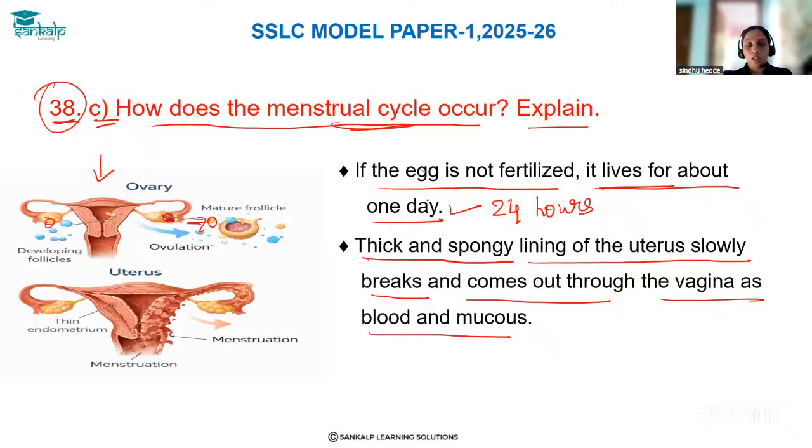So, if this egg is not fertilized in 24 hours, then the thick and spongy lining of the uterus slowly breaks and comes out through the vagina as blood and mucus. This is called menstrual cycle. So this way the menstrual cycle occurs. Thank you.